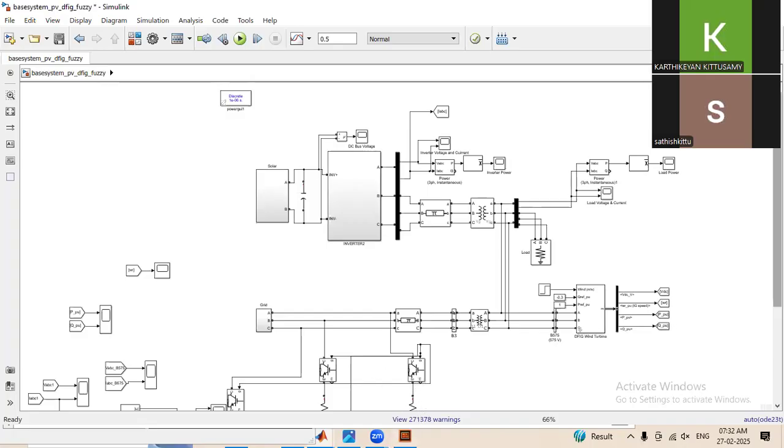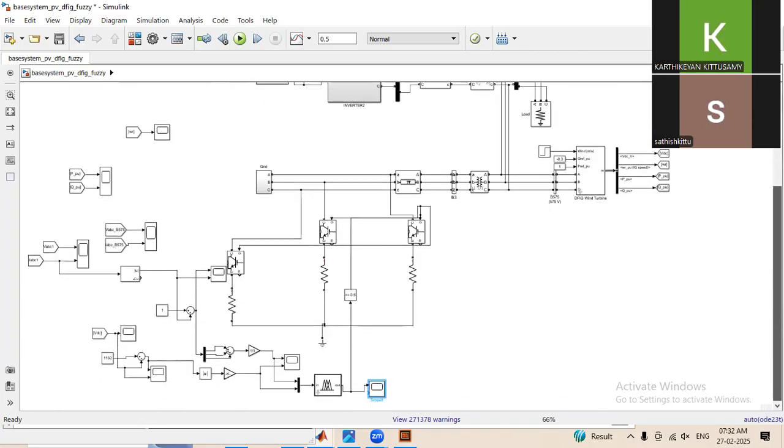Okay, in this we have introduced the Crowbar protection. That is, we are providing the least resistance path when the fault is occurring. Here the fault occurring time can be sensed by this fuzzy controller.